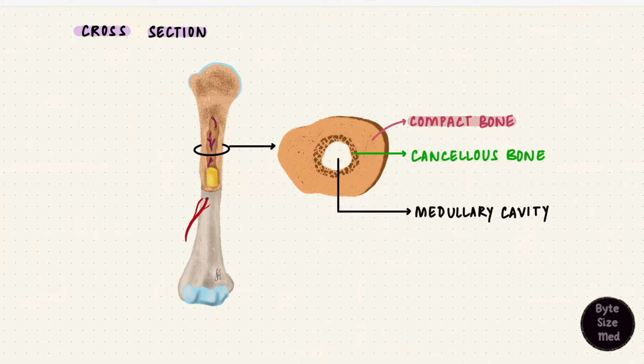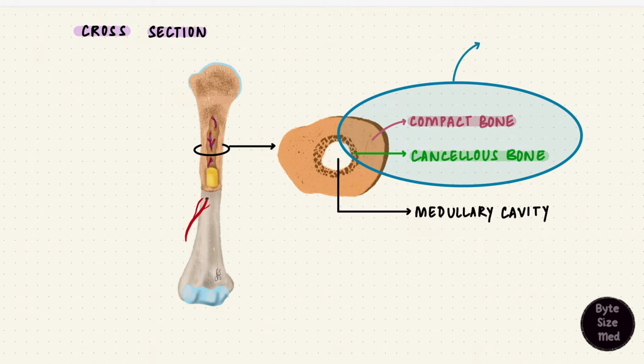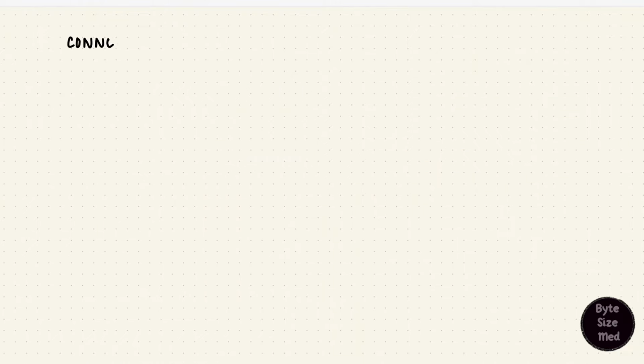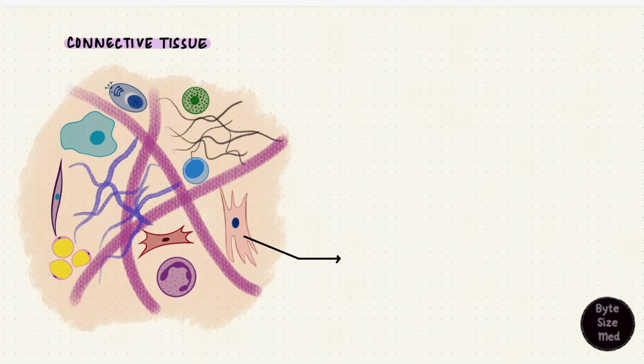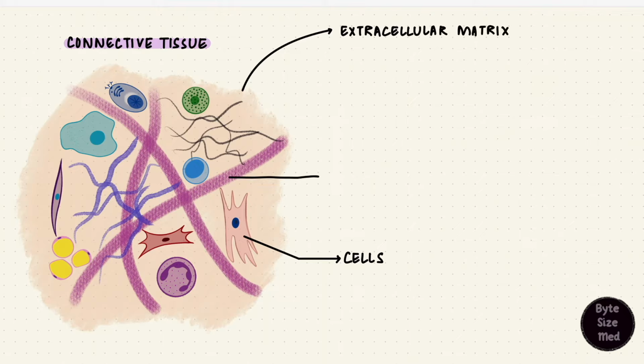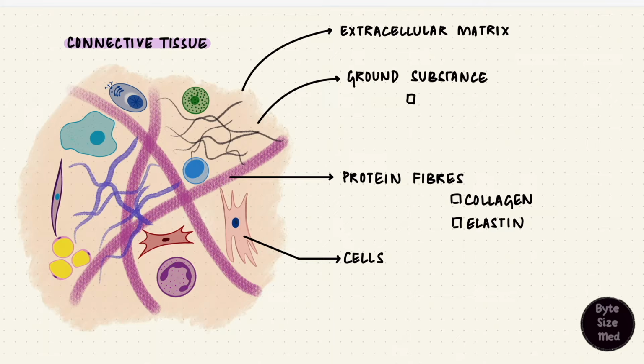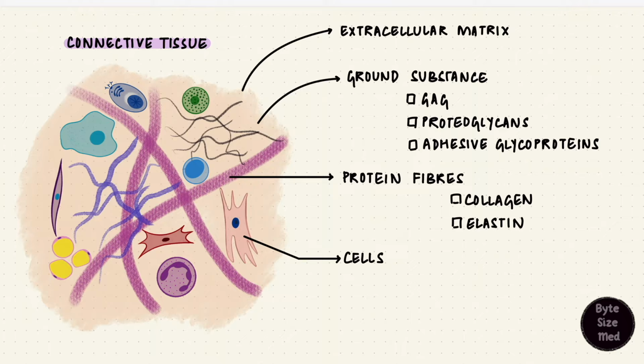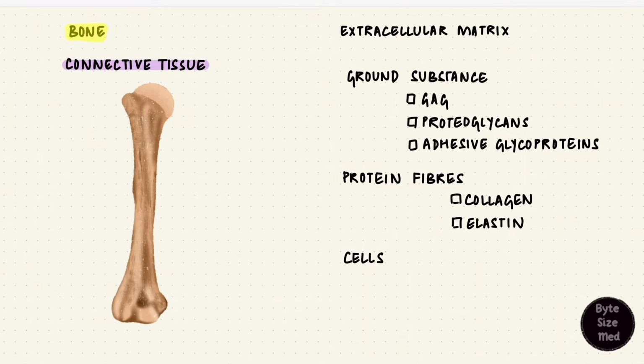Whichever it may be, compact or cancellous, they are made up of bone tissue, and bone tissue is a form of connective tissue, a specialized connective tissue. Now we'll do a quick recap of general connective tissue. Connective tissue consists of cells in an extracellular matrix, which includes protein fibers like collagen and elastin, and a well-hydrated ground substance with glycosaminoglycans, proteoglycans, and adhesive glycoproteins. Bone is a special form of connective tissue because that extracellular matrix is calcified.